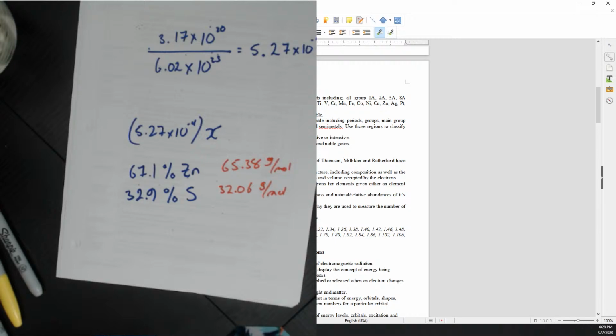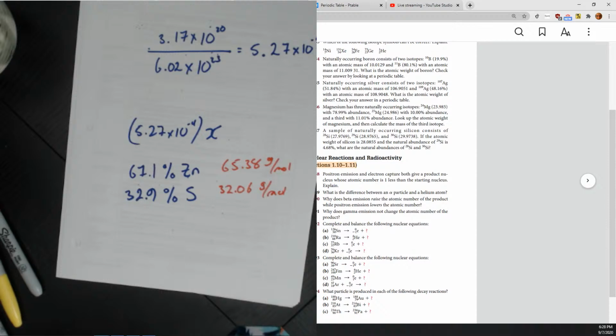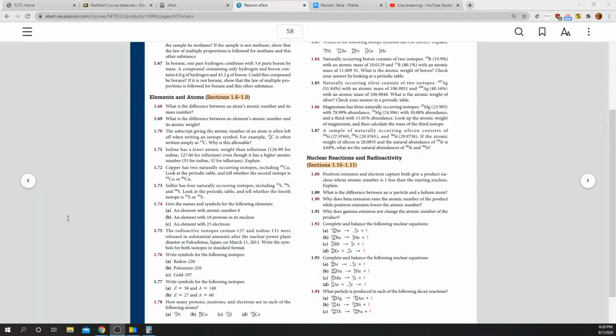68. What is the difference between an atom's atomic number and its mass number? The atomic number is the number of protons that it has. The mass number is the total number of protons and neutrons. So every atom of an element has the same atomic number, but different isotopes of that element will have different mass numbers. But atomic number is number of protons, mass number is protons plus neutrons.